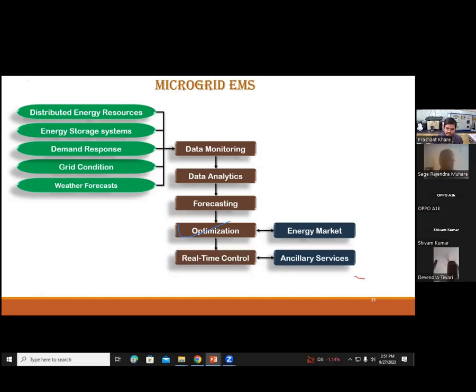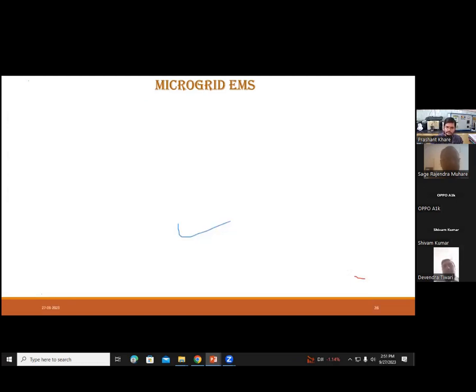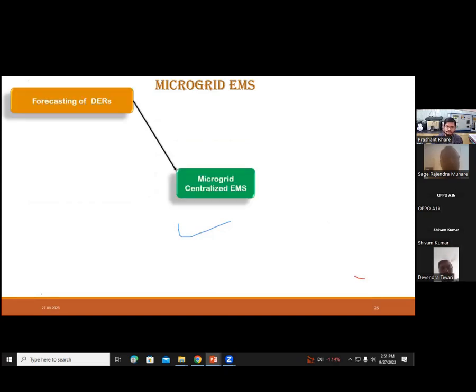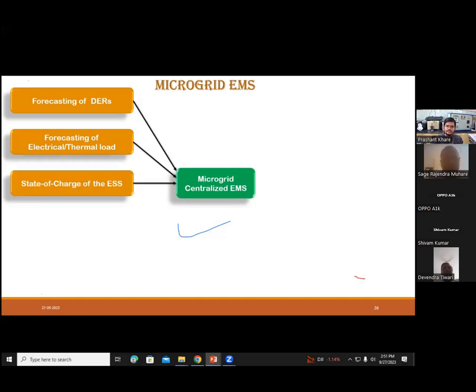Then we can do the real-time controller. After you monitor the data, analyze the data and forecast the data, you take input from the grid side also. Only then can we generate the command for your system, meaning all the utilities. Okay. So again, what is a microgrid? We are forecasting the data from the DER. We are forecasting the data from electrical and thermal load, the load demand response, as we call it. And the state of charge of the energy storage system.